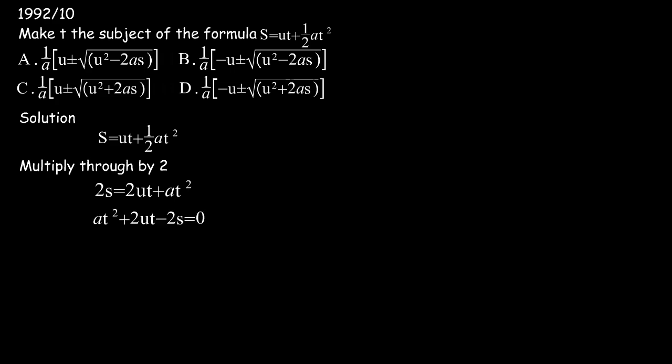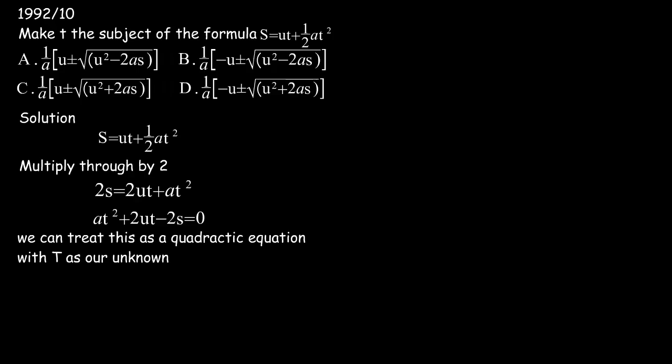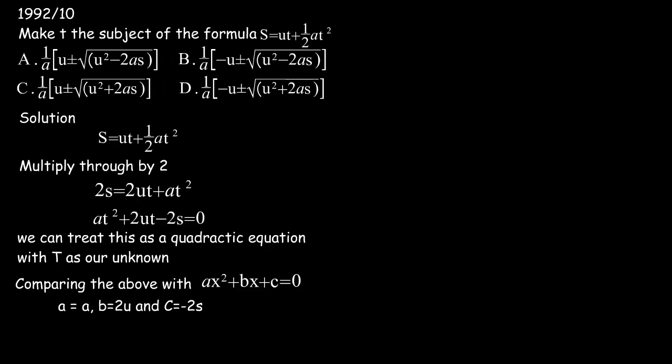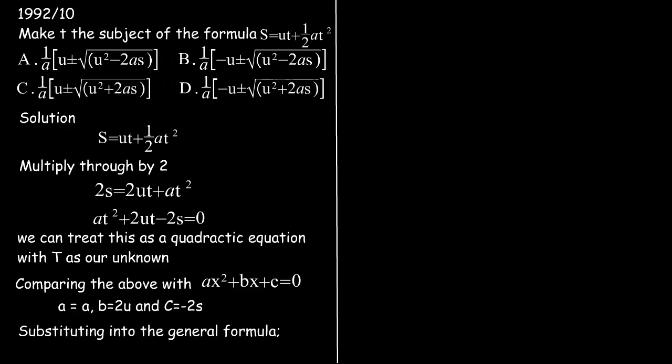Rearranging, it becomes at square plus 2ut minus 2s is equals to 0. We can treat this as a quadratic equation with t as our unknown. Now comparing the above with ax square plus bx plus c equals to 0, a is equals to a, b is equals to 2u, and c is equals to minus 2s. Now substituting into the general formula for quadratic equation, x is equals to minus b plus or minus the square root of b square minus 4ac all over 2a.